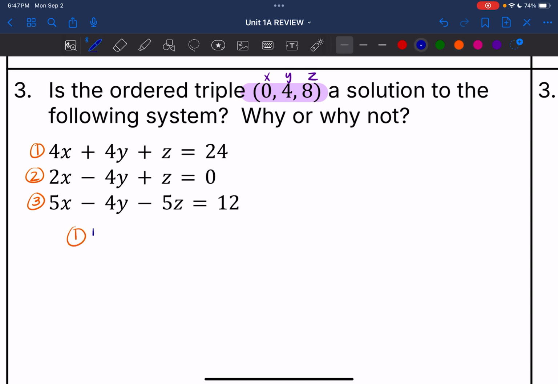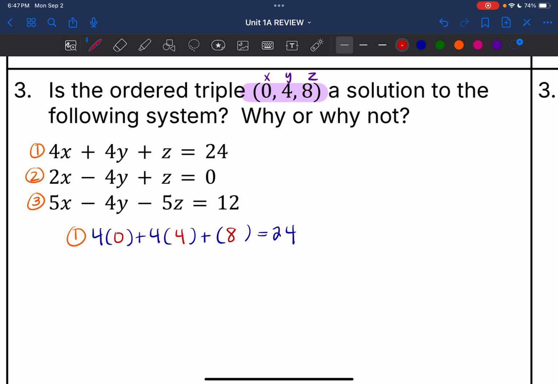We have 4x plus 4y plus z equals 24. So notice that everywhere that there was a variable, I just kind of left myself a space. And now I'm going to go plug in our numbers, 0, 4, 8.